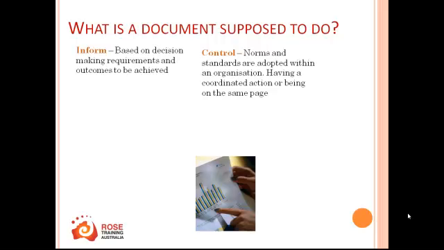So norms and standards have to be adopted within an organisation. The concept of having communication, including documentation, to control a situation is very, very important. And we see that when we put in hazard and risk reports, we're informing there. And when we put in techniques or strategies for controlling the hazard and risk, that is a control measure, and that form of documentation is a control document.